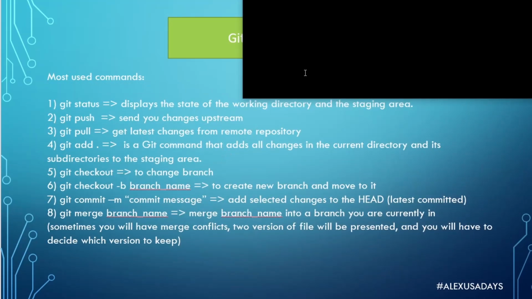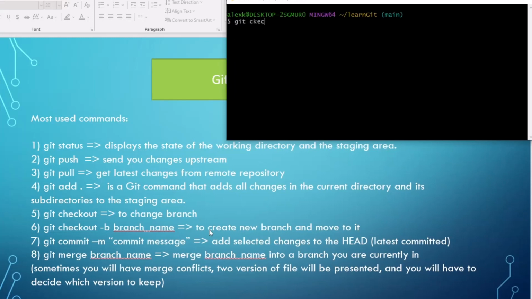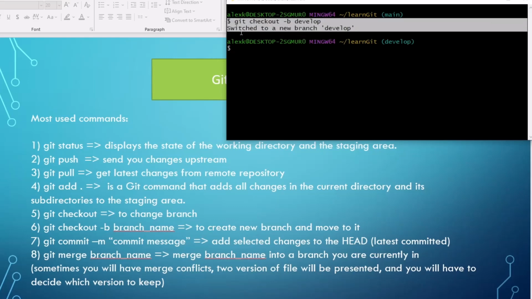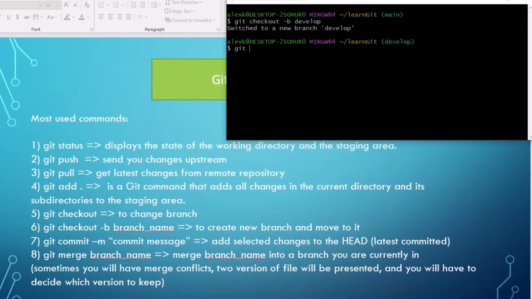Then there's git checkout to change branch. We don't have any other branches, but we can do git checkout -b and a branch name. This will create a new branch and switch to it. So let's do git checkout -b, and let's call this branch develop. Now you see the message came through that we switched to new branch develop. Let's do git status.